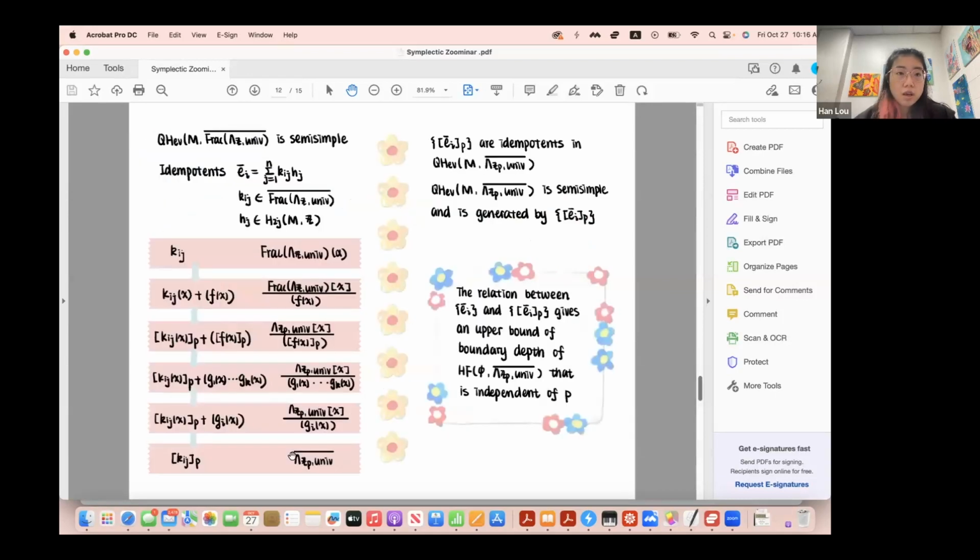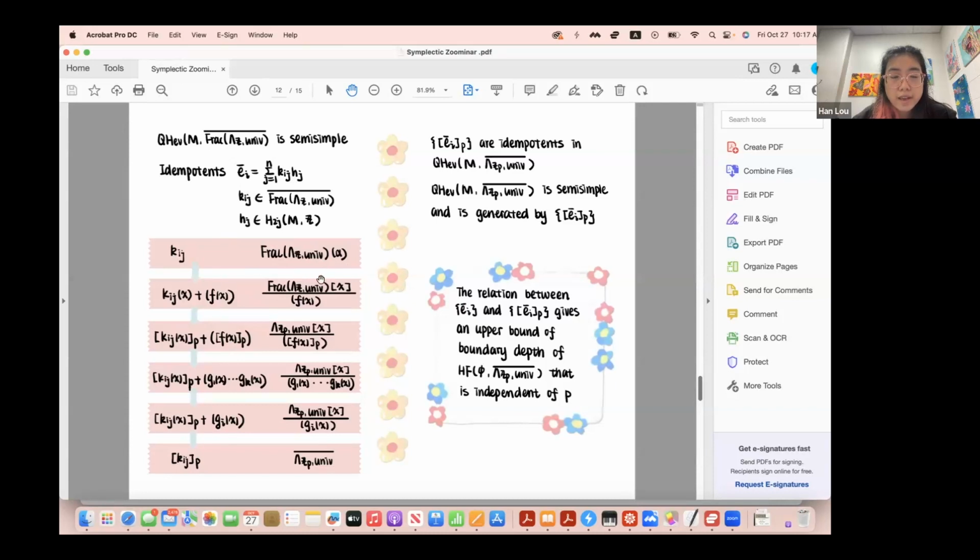Okay. So the first thing we can show is if we take the coefficient to be the algebraic closure of the field of fractions of Lambda over Z, then the even quantum homology is semi-simple. Now we write the idempotent as e_i bar equal to the sum of k_ij times h_j, where k_ij is in the coefficient field and h_j is in the singular homology. Now we reduce the coefficient k_ij by p, then we can get the idempotent in the even quantum homology whose coefficient has characteristic p. So first, we can find a simple extension of the field of fractions such that k_ij is contained in this simple extension.